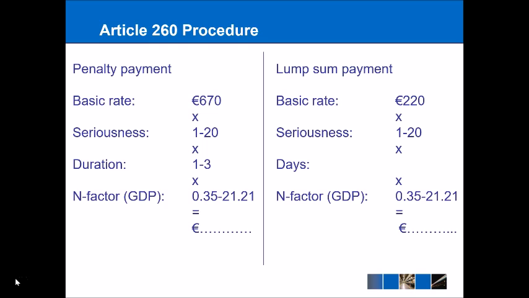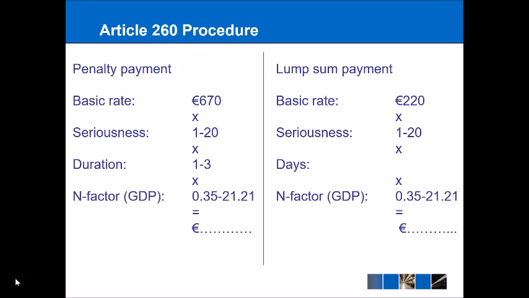So the court can either issue, on the left hand side you can see a penalty payment, which will be a regular fine, or it can just impose a lump sum. And we can see that we take into account different things here. So we have a basic rate for either. So the basic rate, if we focus on the penalty payment first, is €670. This is then multiplied by the seriousness of the infringement. So a not very serious infringement would only be times by 1. If it was a very serious infringement, it would be times by 20.